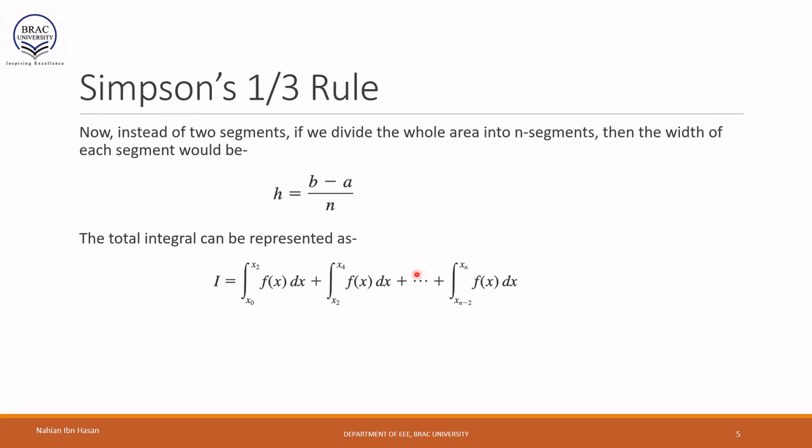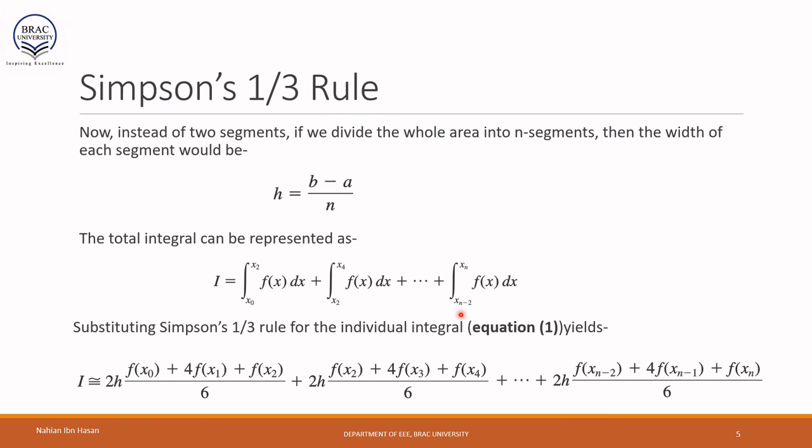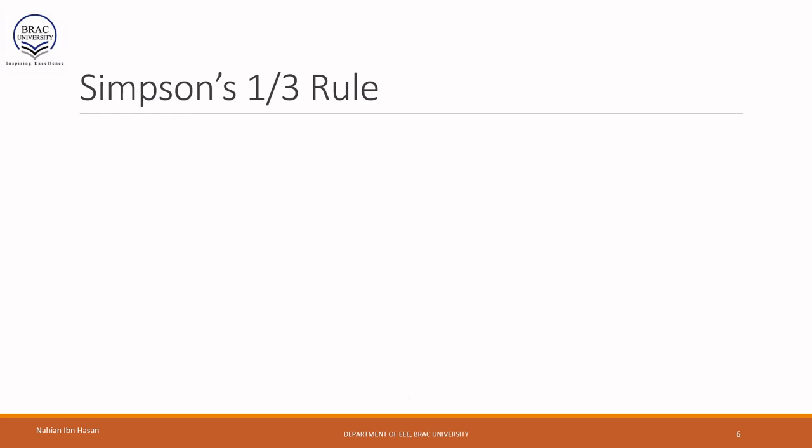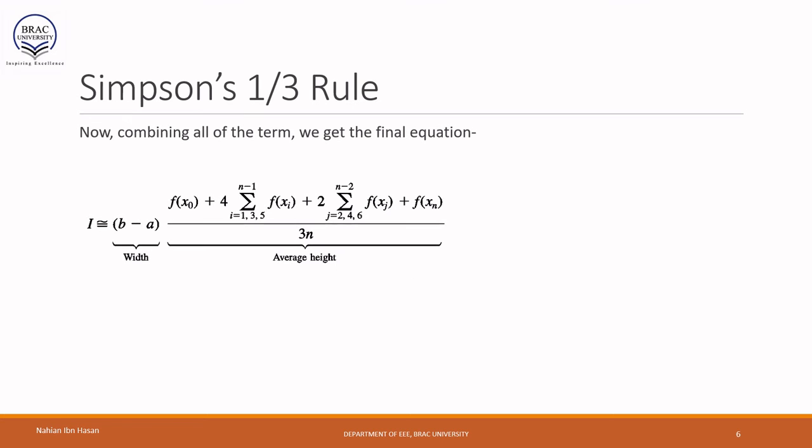Each segment can be represented with a separate Simpson's 1/3 rule. So if we simply input the Simpson's 1/3 rule for each of these segments, the equation looks like this. This is the Simpson's 1/3 rule for the first segment, this is for the second segment, and this is for the third segment. If we simplify this whole equation, we will get an equation something like this. This is the complete Simpson's 1/3 rule for n segments.